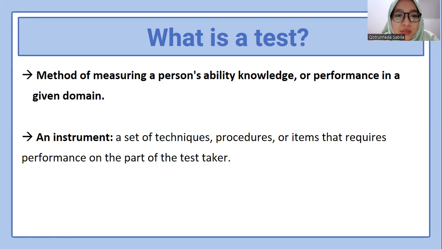A test must measure general ability. A multi-skill proficiency test determines a general ability level. A test measures an individual's ability, knowledge, or performance. Testers need to understand who the test takers are.